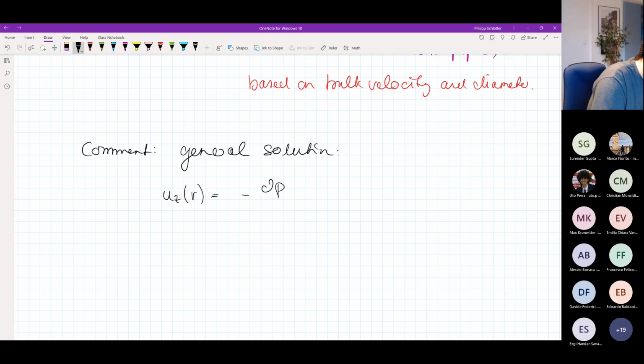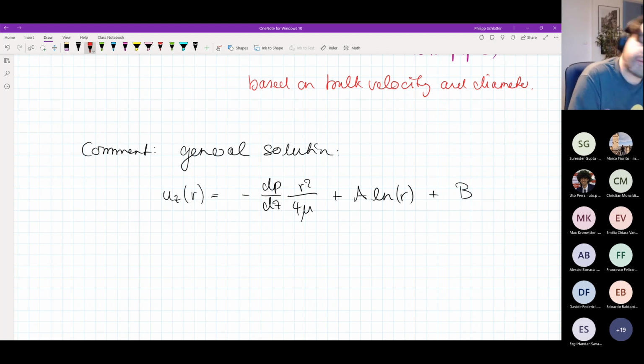We have minus dp, or I can use normal derivatives here, dp dz times r squared divided by 4 mu, for instance. Then we have this a times ln of r, and then we have the term e.